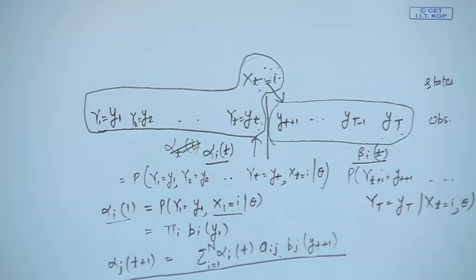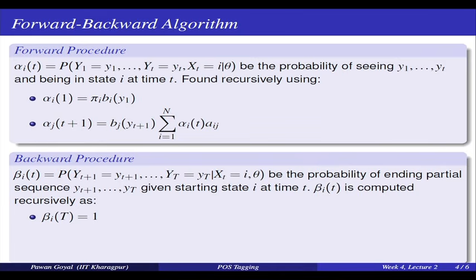Now, what will you do for your beta_j? This is the backward procedure. What is my beta_i(t)? This gives me the probability of ending the sequence with y_{t+1} to y_T given the state i at time t. Now, this I again compute recursively. In alpha_j, I was starting from the first word; in beta_j, because it is the backward procedure, I will first compute beta_i(T), where T is the end of the sequence.